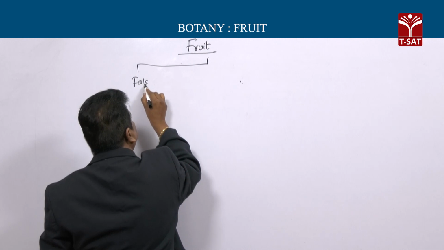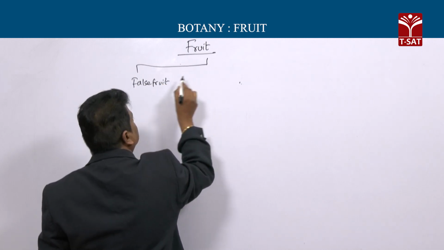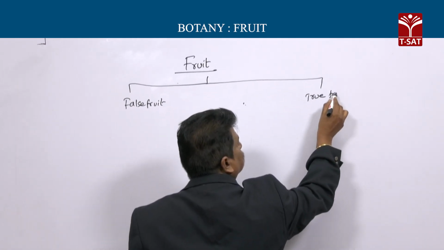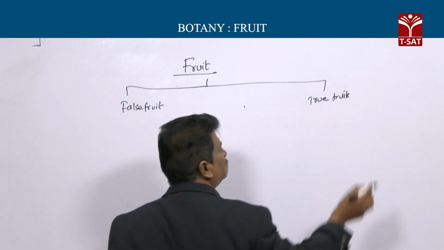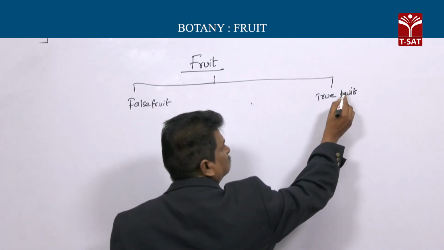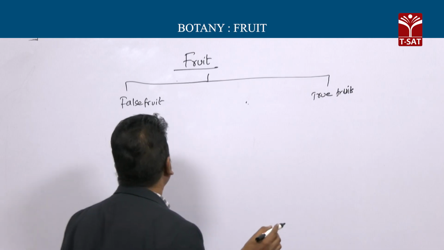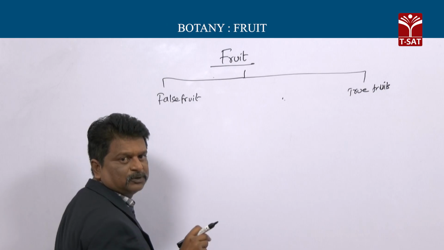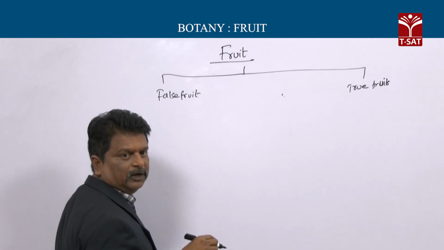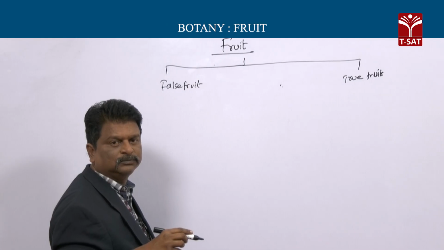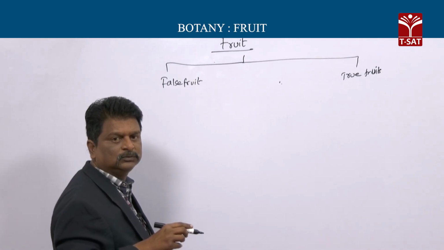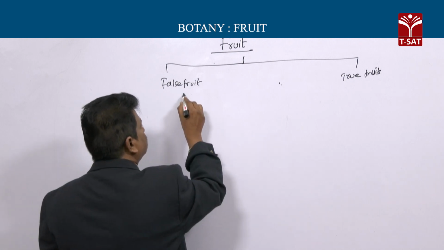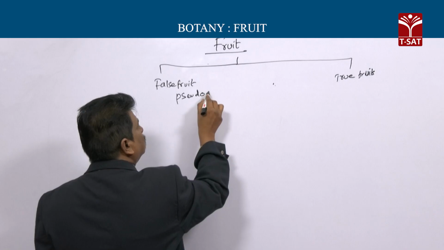One is false fruit, and the second one is true fruit. So there are two types of fruits, false and true fruits. False fruit means, except the ovary, if any other part of the flower forms a fruit, it is called false fruit. False fruits are also called pseudocarps.